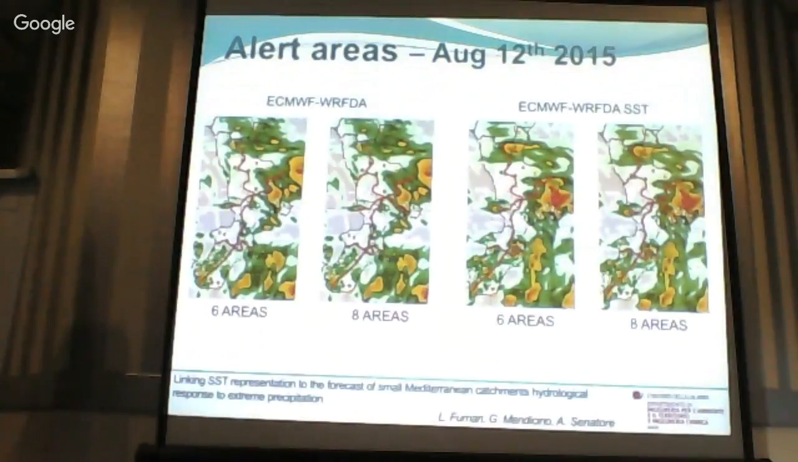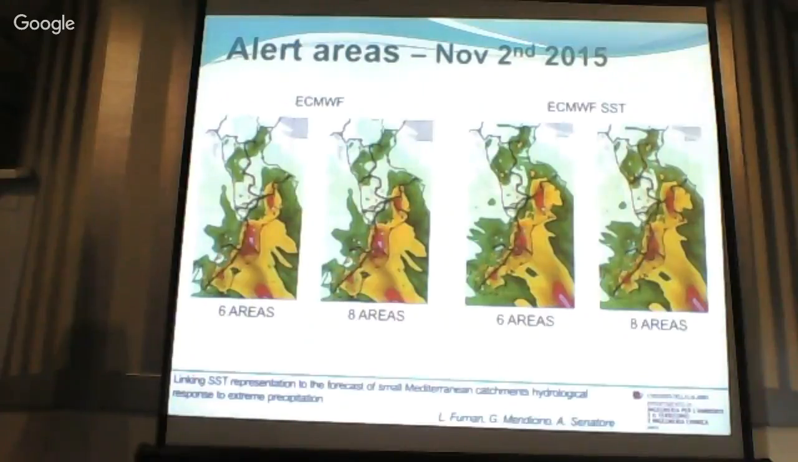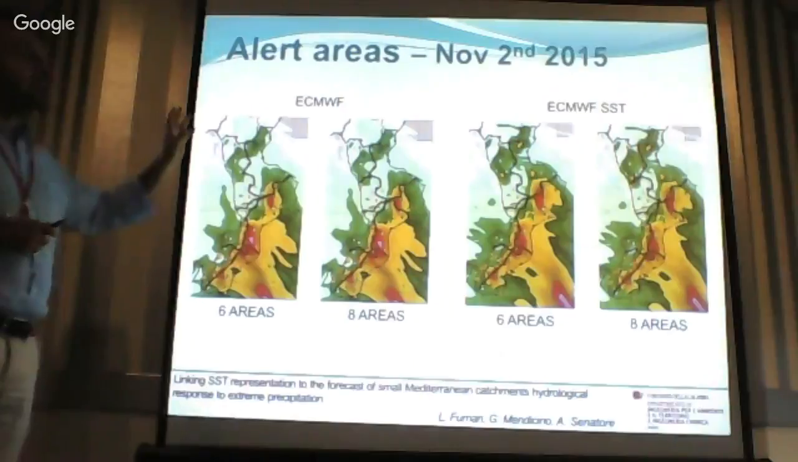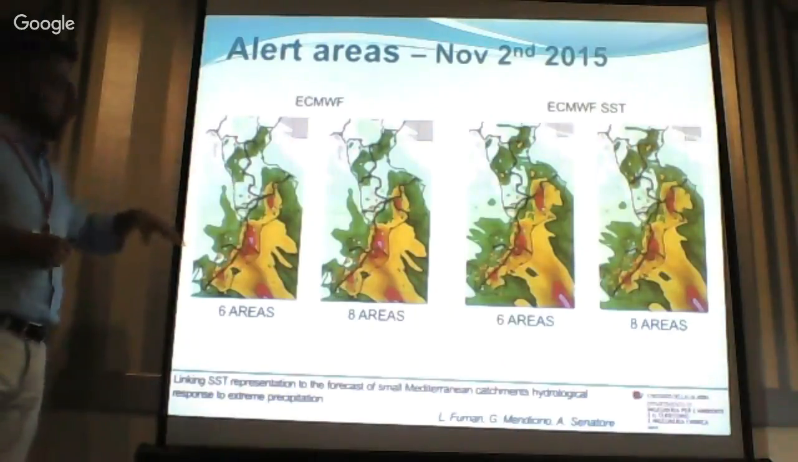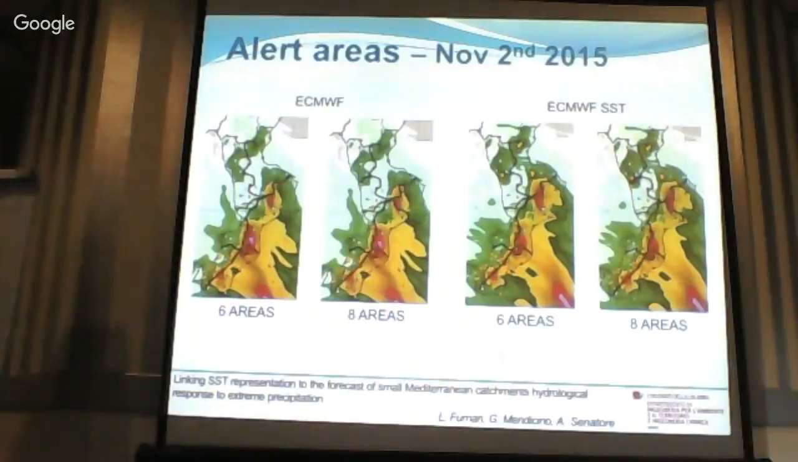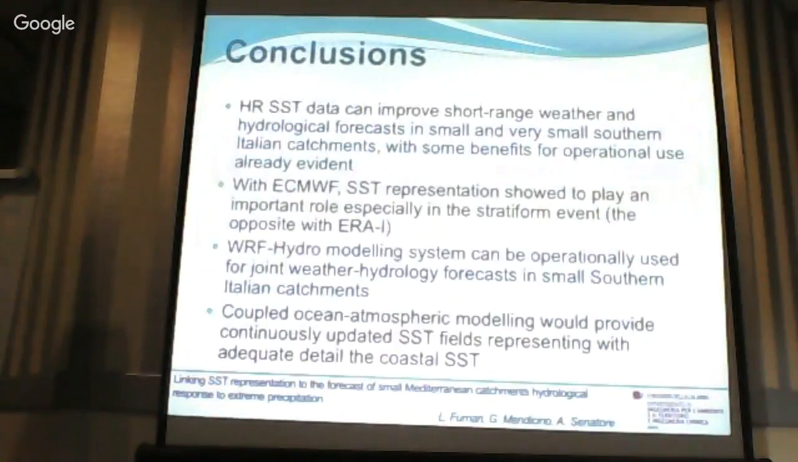Can you please move forward? This way. For the end of November 2015, the main advantage is not about the spatial pattern of the rainfall reproduction, but as we have seen, is in the timing. So this doesn't matter for the zones to be alerted. Please, because it doesn't work anymore.